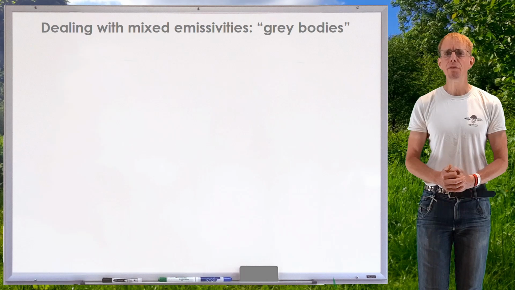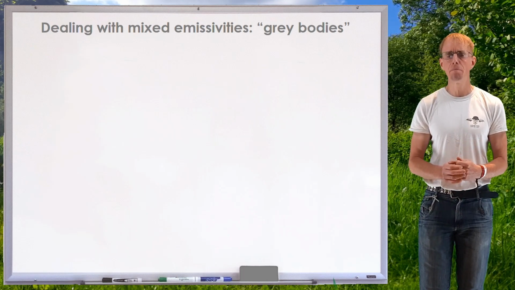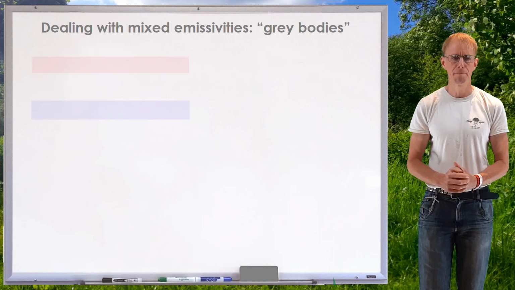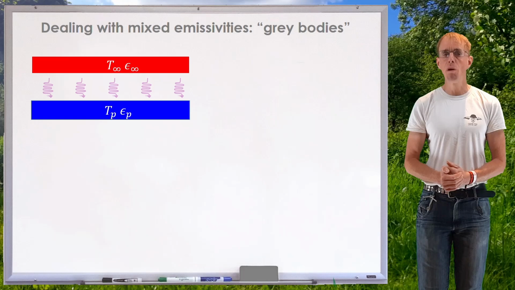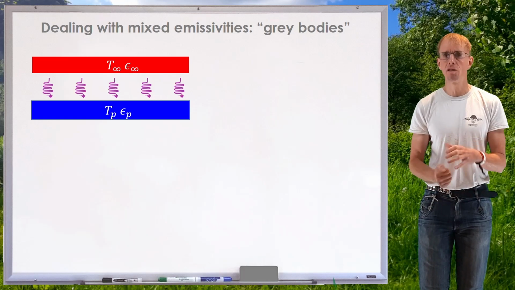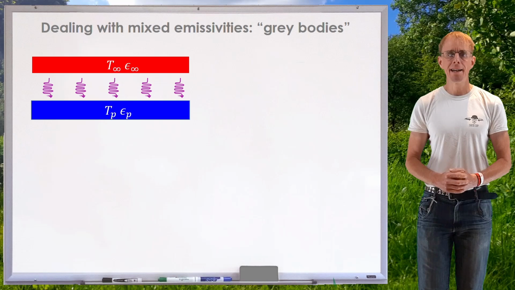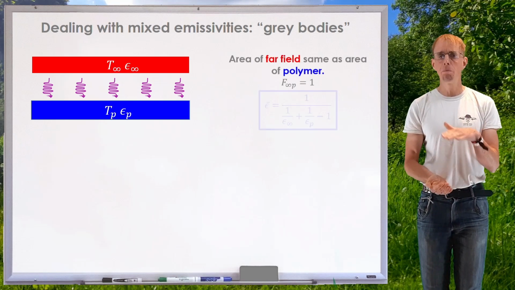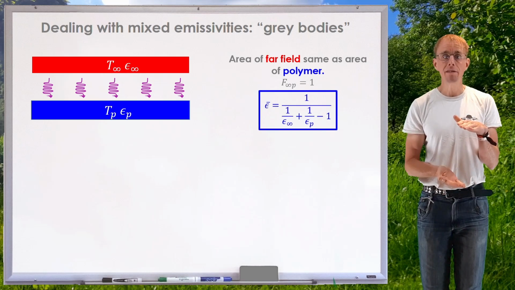All right, let's have a little look at mixed emissivities for a minute. Let's think about that effective emissivity that we were talking about in a little more depth. Let's take the two geometric examples of view factor 1 that we've been talking about, two parallel plates and a concentric cylinder inside an annulus. And for the parallel plate example, let's say that I've got a hot plate at a far field temperature and my polymer is the cold plate.